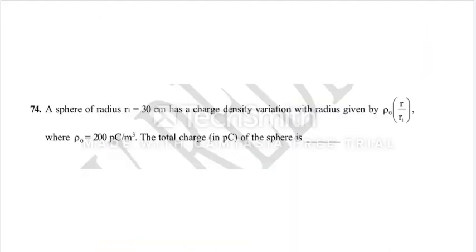Next one. A sphere of radius R1 is given as 30 centimeters, and has a charge density variation with the radius given as this, where rho naught is 200 pico coulombs per meter cube. Then the total charge of the complete sphere. They have given the volume charge density, so now we need to find the charge. How to get the charge from volume charge density? Volume integration of rho v into dv will give us the charge.